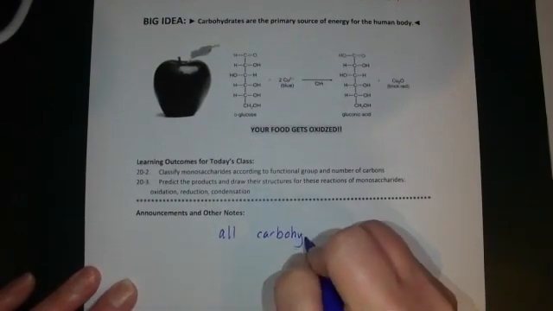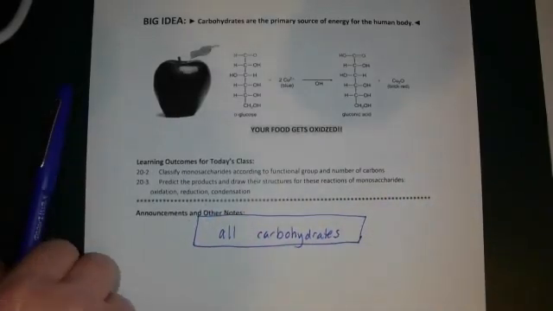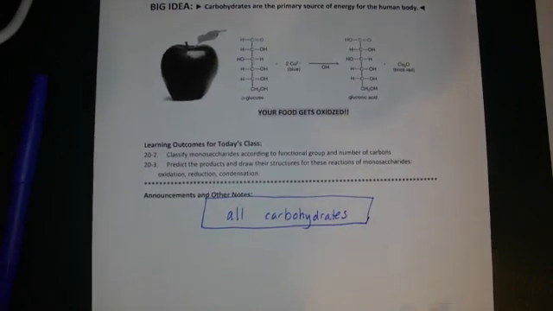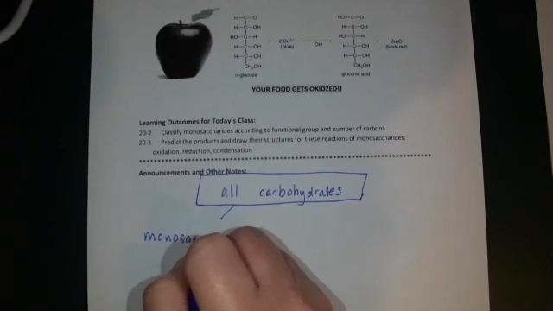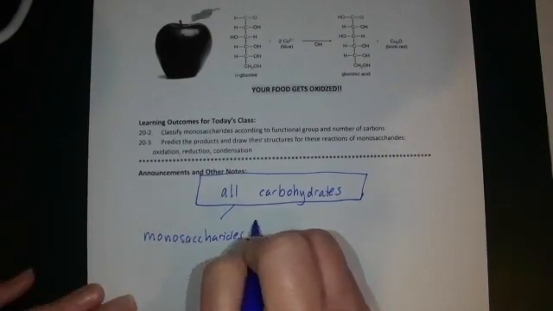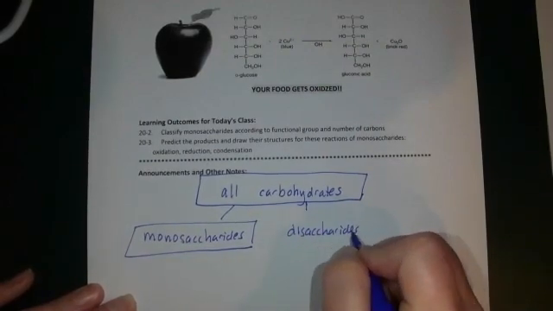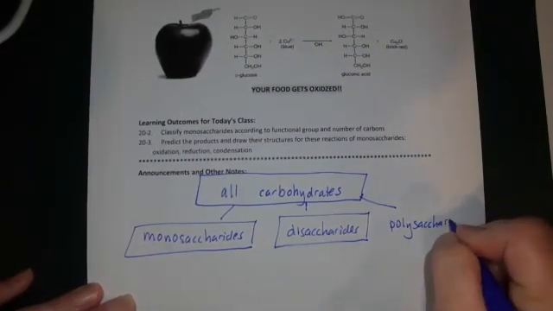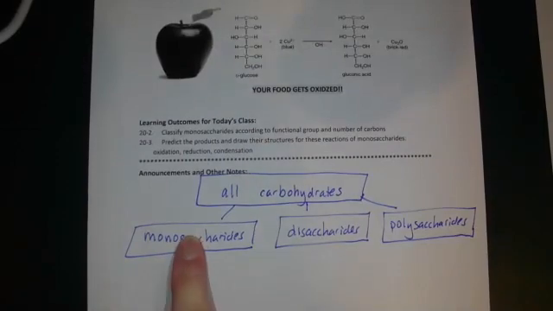If we're talking about all carbohydrates, you've heard of sugars, for example, starch, for example. How do all those relate? All carbohydrates can be classified into one of three categories. The three categories are monosaccharides, disaccharides, and polysaccharides. In this video, we'll be talking about monosaccharides. In the second video, we'll be talking about di and polysaccharides.